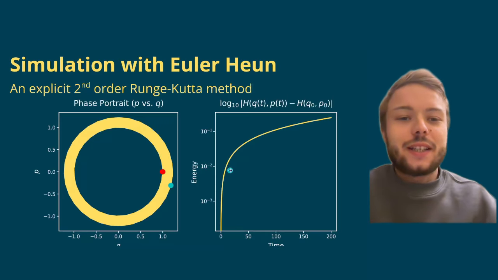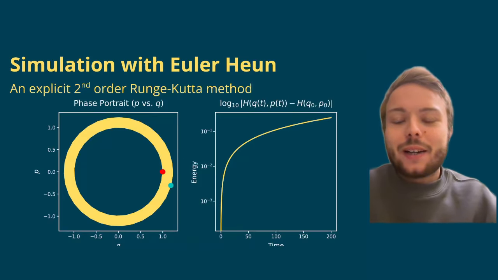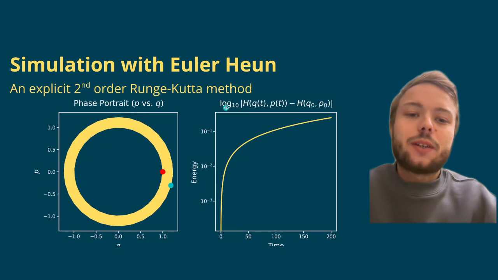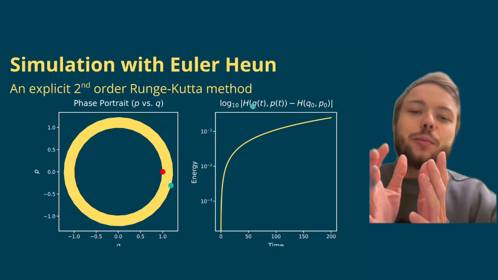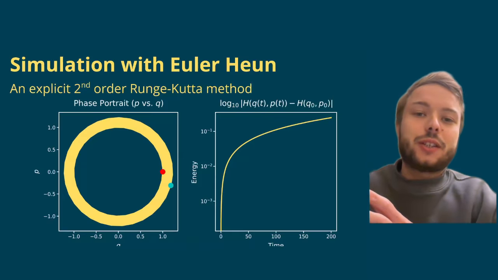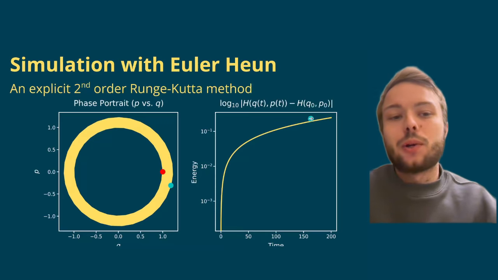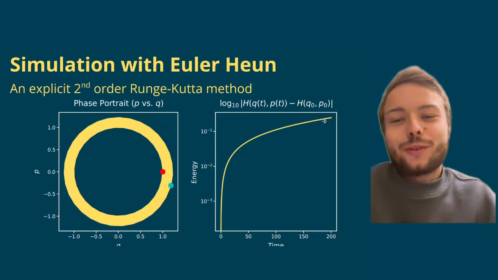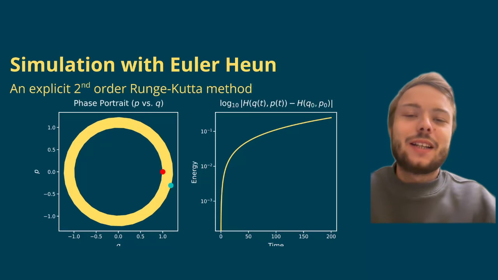We will get farther and farther from the origin as time progresses. So you can see that the energy is varying in a quite clear manner. If we plot the logarithm in base 10, it doesn't really matter, of the difference between the energy at time t and the energy at time 0 in absolute value, you see that there is a blow up. This is actually what we want to avoid, because it means that we are not conserving the expected conservation law of the exact solution.